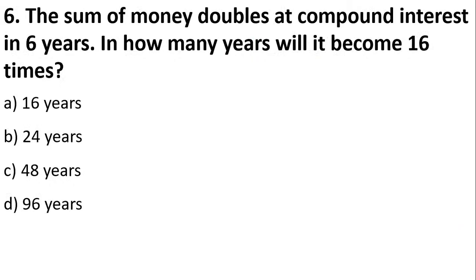Sixth question. The sum of money doubles at compound interest in 6 years. In how many years will it become 16 times? Okay. Now let me know the answer to this question. What do you think? The sum of money doubles at compound interest in 6 years. In how many years will it become 16 times?